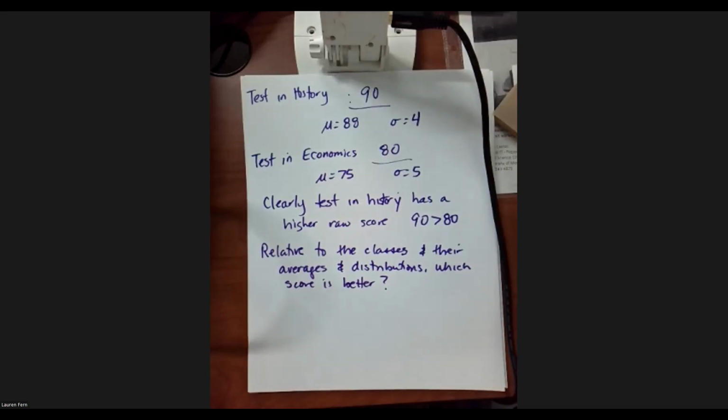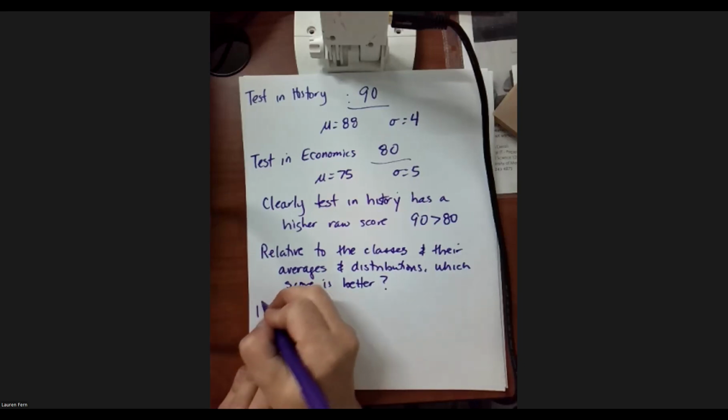This is a classic example of when we would use z-scores. Okay, clearly, again, getting a 90 is better than getting an 80 on a test. Here you only miss 10 points and here you miss 20 points. But relative to the class and the class's average and distribution, which score is better? This is where you use the z-scores, because it's a way to get them on the same ruler of measurement.